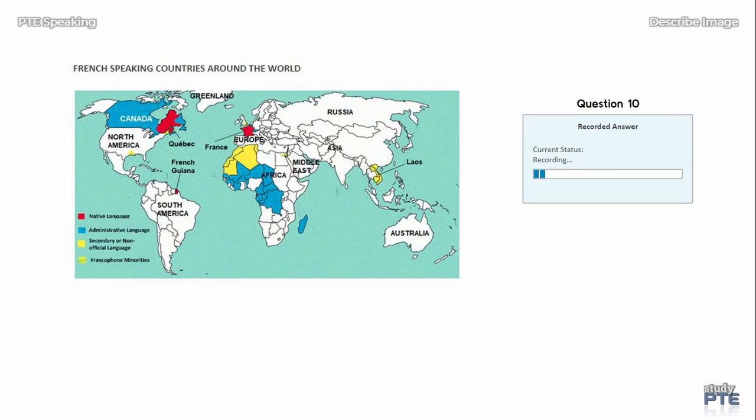The given image shows information about French-speaking countries around the world. It also provides information in various categories such as Canada, North America, South America, Africa, Middle East, Asia, Europe, Russia, and Australia. It is clearly visible from this image that the native language is shown by the red color. On the other hand, secondary or non-official language is shown by the yellow color. In conclusion, it can be stated that this image shows very crucial information about French-speaking countries around the world.